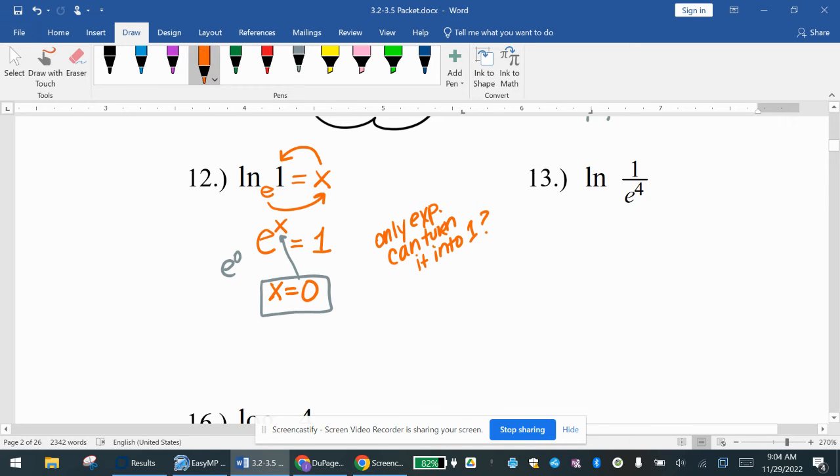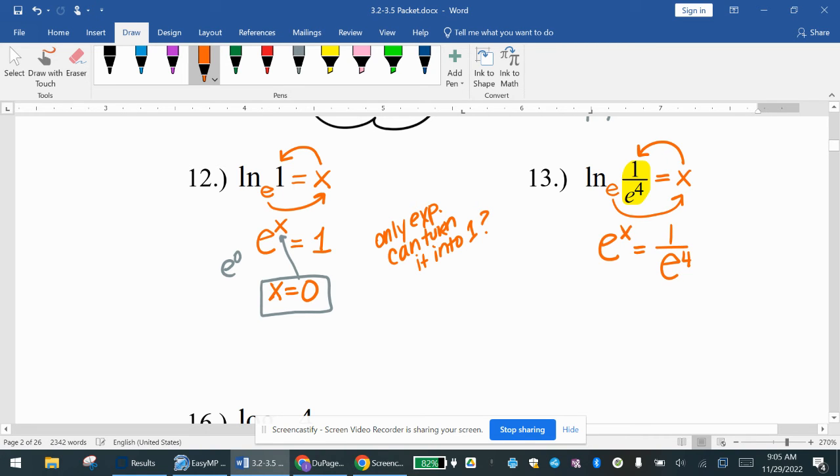So here's the thing. The base here is e. It has something in common with the argument, right? So take a look at the argument right here. e and 1 over e to the fourth are related, but they're not the same, okay? Remember, the canceling rule says they have to be the same. Okay, so since they're not the same, I'm going to set it equal to x, and I'm going to rewrite it in exponential form. So I've got e to the x equals 1 over e to the fourth.